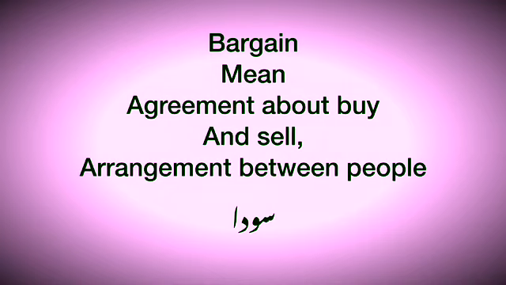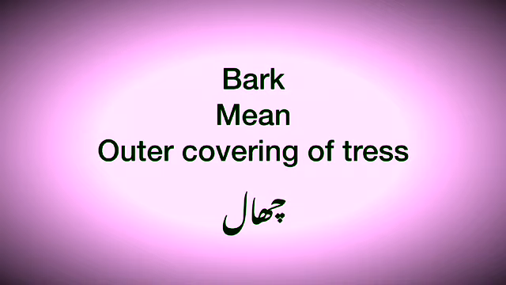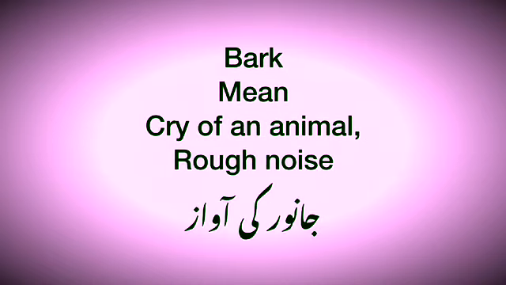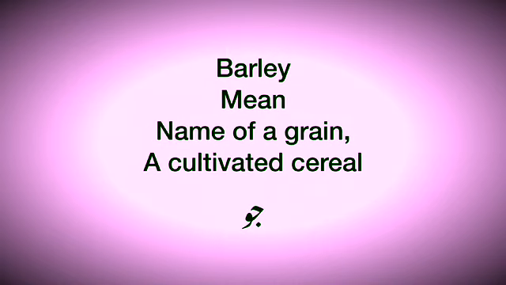This is the exact meaning. Next is bark, meaning outer covering of trees, chal. Bark has two different meanings, that's why I write them two times separately. The next one is totally different, and according to the sentence we can understand it. The other meaning is cry of an animal, rough noise, जानवर की आवाज़.